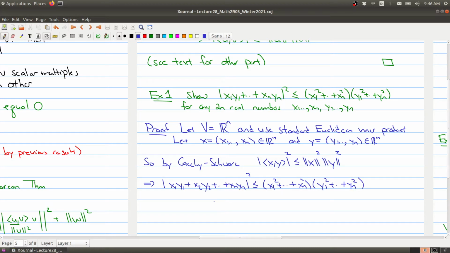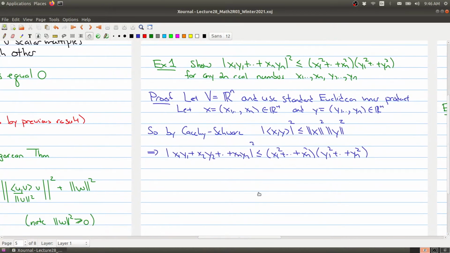The inequality now just follows from finding the right vector space and the right inner product and applying the Cauchy-Schwarz inequality.